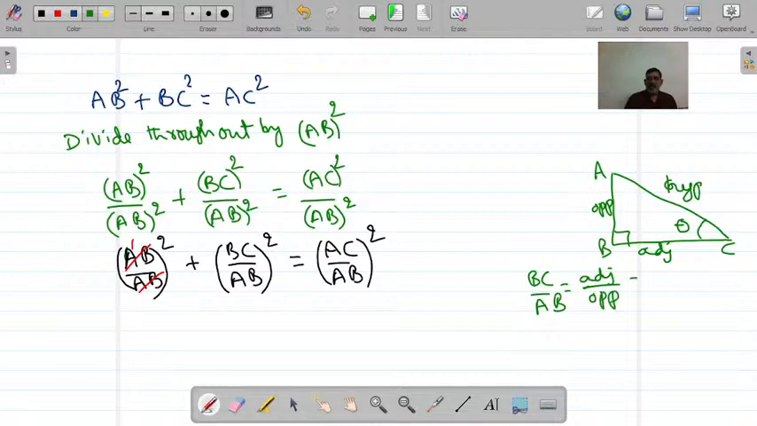Again, you type it in the chat box. What is BC by AB? Adjacent by opposite, what will it become? Come on, you try. What is that ratio that gives adjacent by opposite? Come on, all of you try this. Yes, Kishore, even you can try. Ramji, Monica, all of you can try. Akhil, what is adjacent by opposite? What is the trigonometric ratio that is equal to adjacent by opposite?